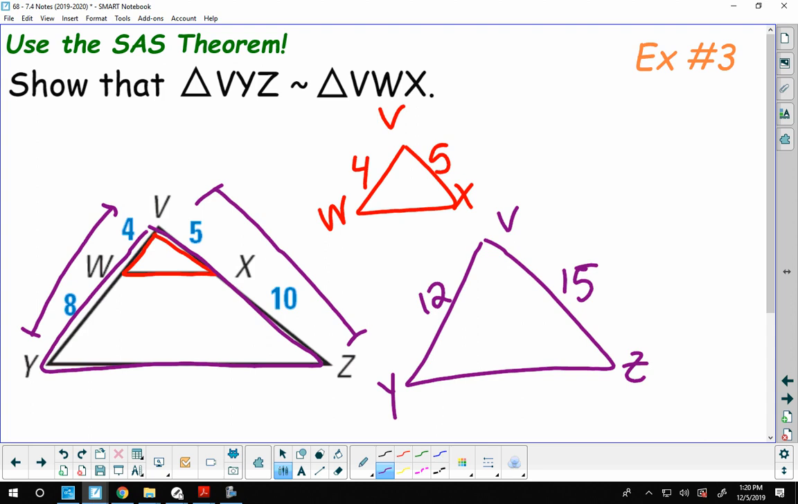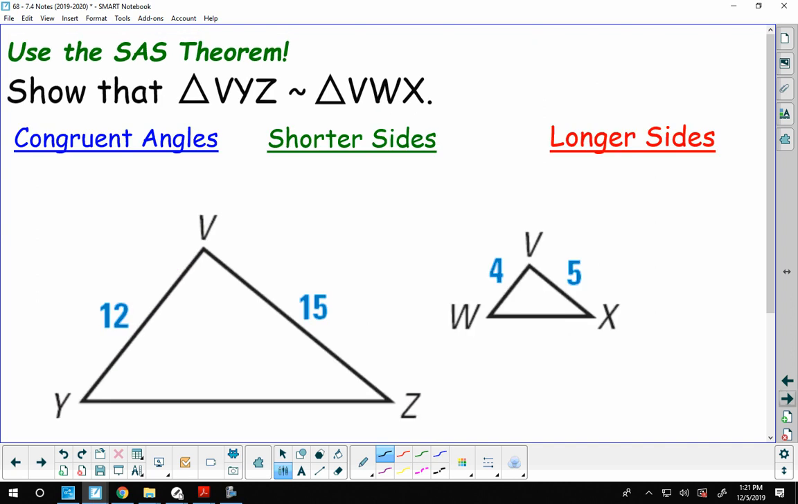And now we want to show that they're similar. Okay, well, angle V overlaps with angle V. It's in both triangles. So we know that angle V is congruent to angle V because it's the same angle in both triangles. And it is the included angle between the two side lengths that were given. So let's check if those side lengths are proportional. So let's compare. All right, here we go. These are split up for us. So again, we already said that angle V is congruent to angle V.